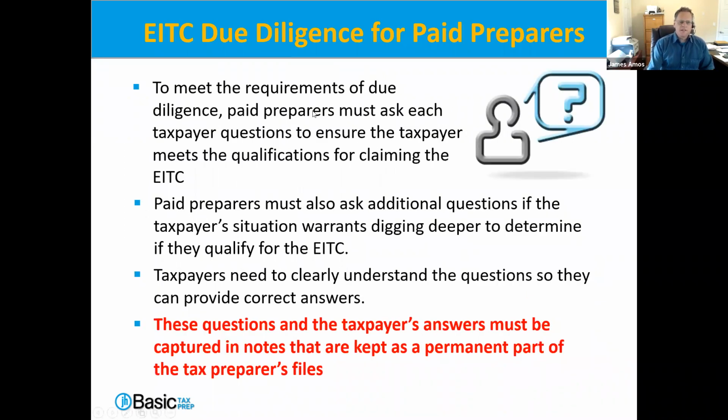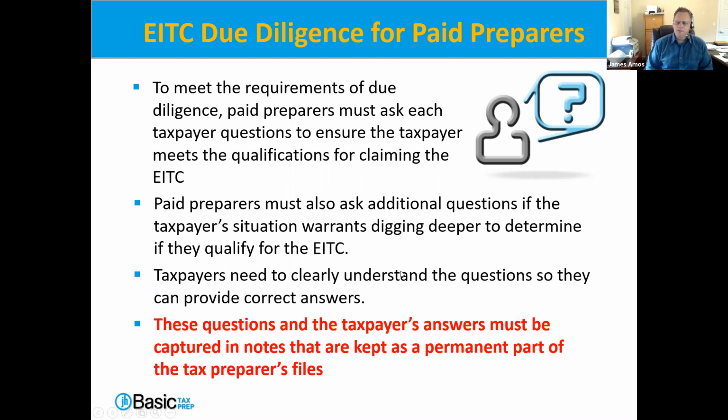So that's what this is saying. You must ask the questions to ensure that the taxpayer or your client meets the qualifications for claiming EIC. And then if something appears amiss or not clear, you need to dig deeper and ask even more questions. And then you need to make sure your client understands what you're asking.